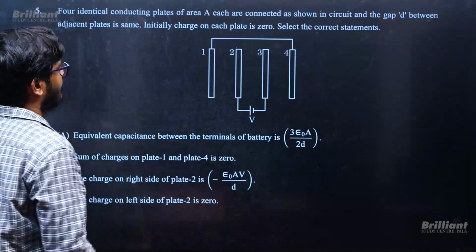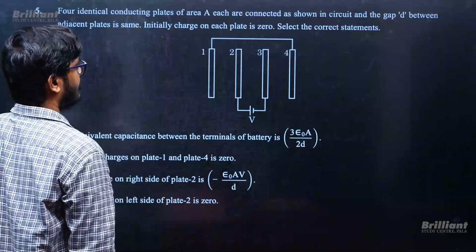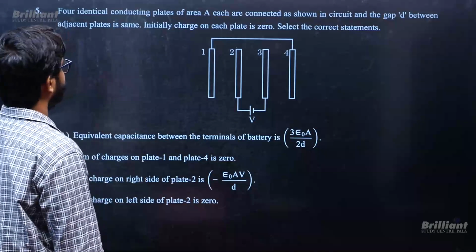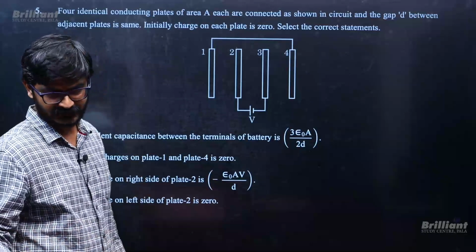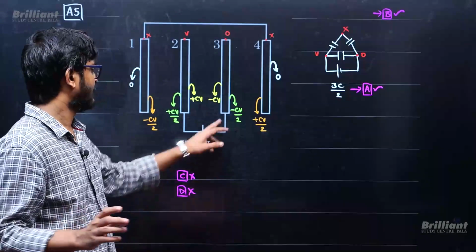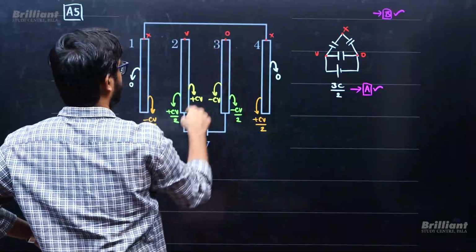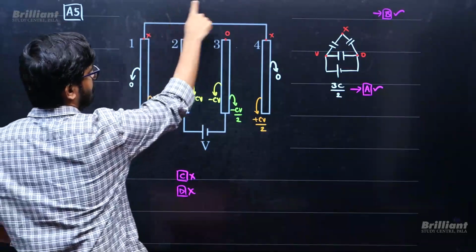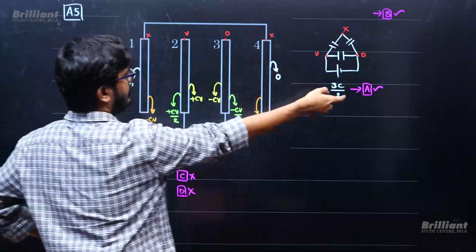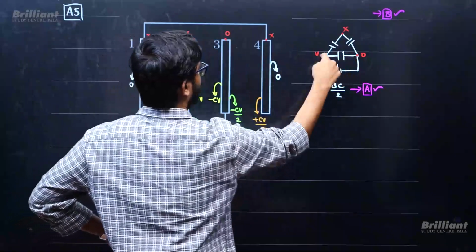Four identical conducting plates of area A each are connected in the circuit. The gap D between the adjacent plates is the same. The initial charge on each plate is 0. Select the correct statements. So, the battery is connected here. I will assume this potential is 0, this potential is V, and the other potential is left, so I am assuming this is X. So this potential is also X. I can redraw the figure by putting three potentials 0, V and X.